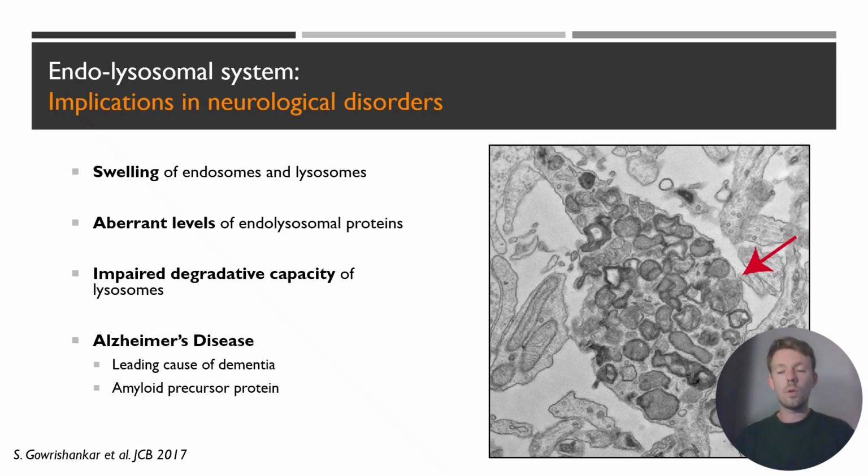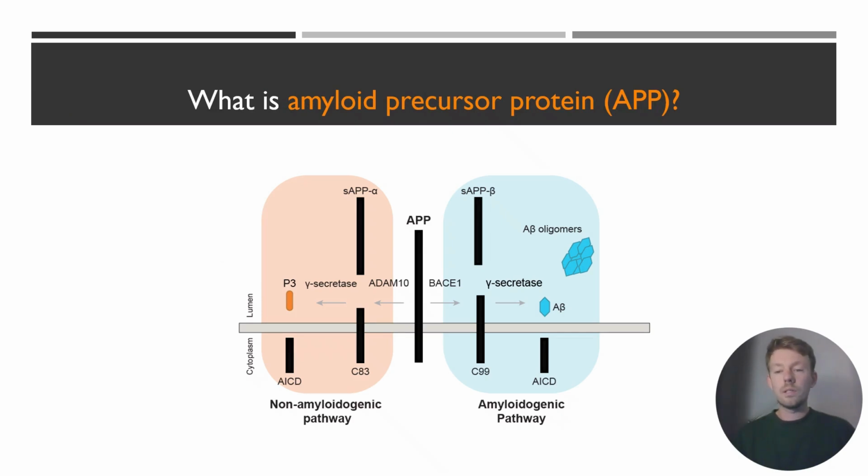One of the diseases that has all of these different hallmarks is Alzheimer's disease, which is still the leading cause of dementia worldwide. And one of the key players in this disease is amyloid precursor protein. Amyloid precursor protein is a transmembrane protein and is mainly known because of its role in the pathogenesis of Alzheimer's disease, since APP can be processed via BACE1 in the amyloidogenic pathway, leading eventually to the formation of neurotoxic C-terminal fragment C99 and amyloid beta, which is present in amyloid beta plaques, which are known to cause neuronal death and also synapse loss.